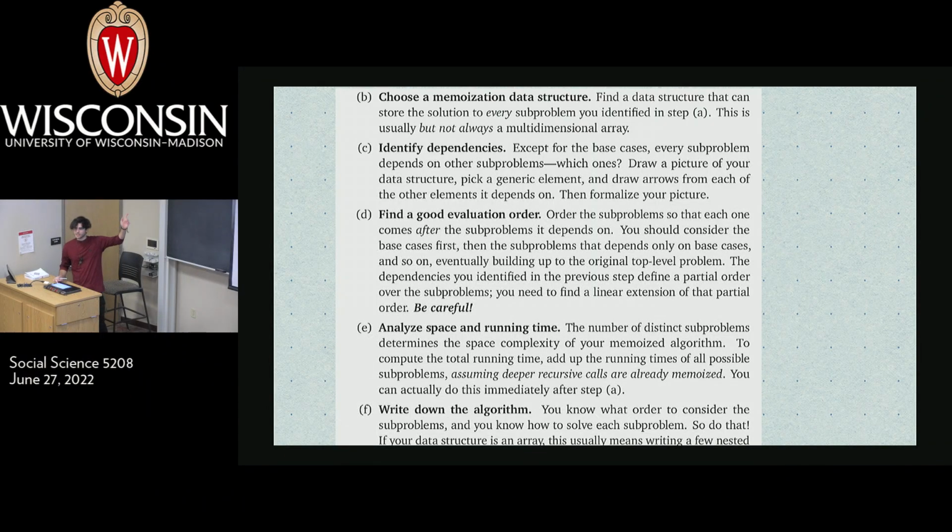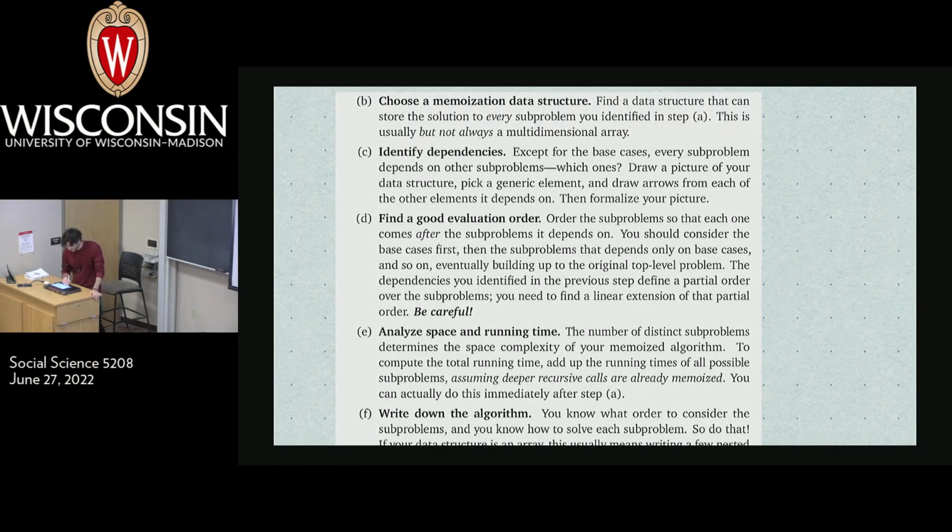So we have to choose a data structure to store our partial solutions. Normally, it's a multi-dimensional array. So in the examples we saw so far, that's what it would have been, some array. But we'll see examples where you can have a whole graph storing your solutions. It really depends on the problem. So we choose a data structure to save things in.